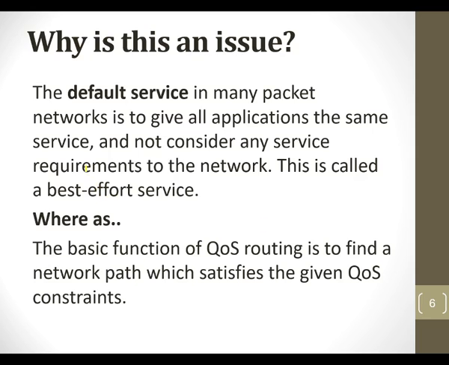The default service in many packet networks is to give all applications the same service, and not to consider any service requirements of the network. This is what we call a best effort service. Whereas the basic function of quality of service routing is to find a network path which satisfies the given quality of service constraints and optimizes the resource utilization.